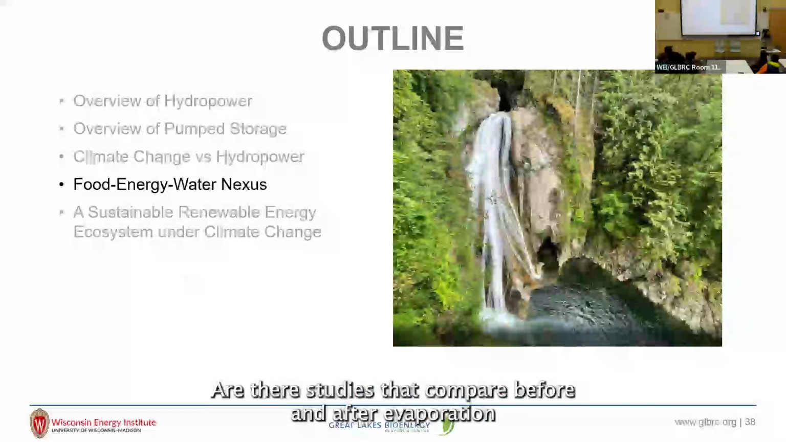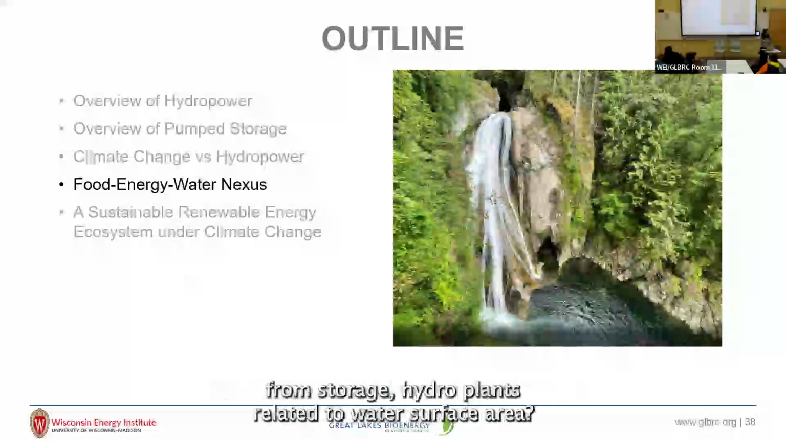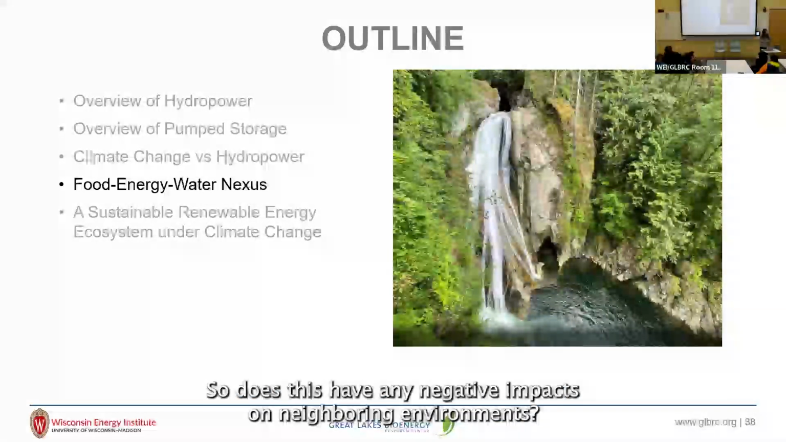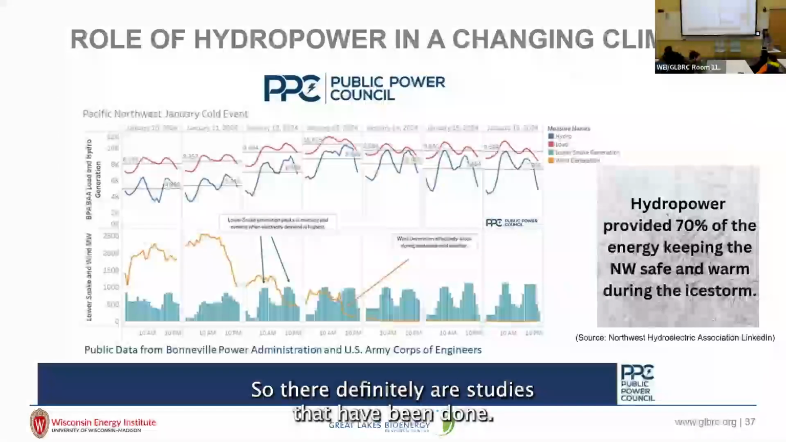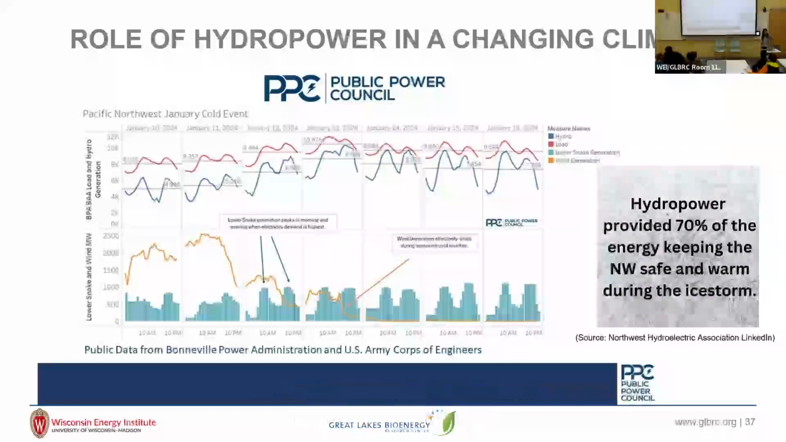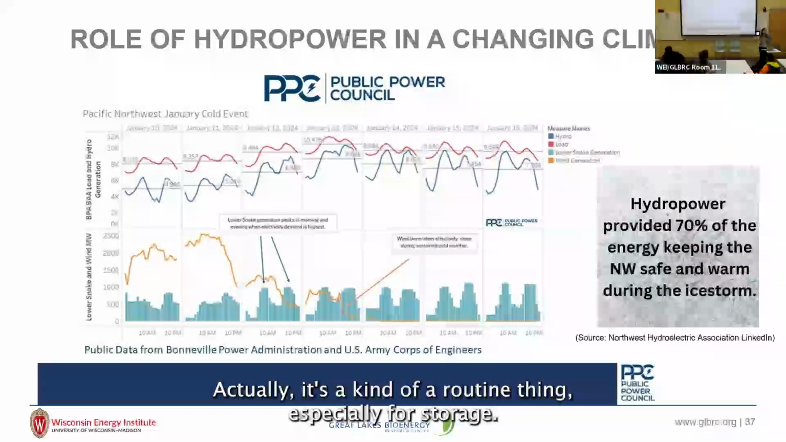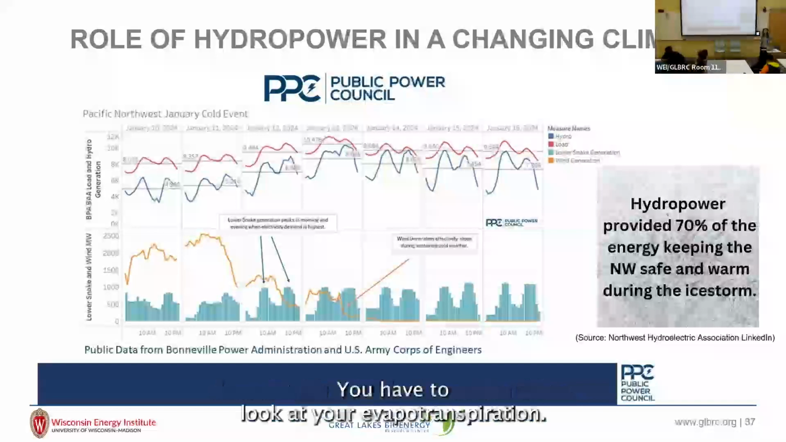Sure. Are there studies that compare before and after evaporation from storage hydro plants related to water surface area? If so, does this have any negative impacts on neighboring environments? So there definitely are studies that have been done. Actually, it's a kind of a routine thing, especially for pump storage. You have to look at your evapotranspiration. What's the rate and how much can you refill? How much do you need to use, right? You have to do that water balance.